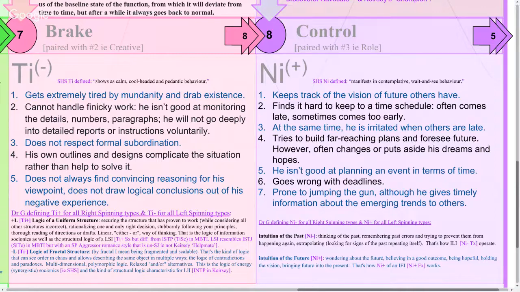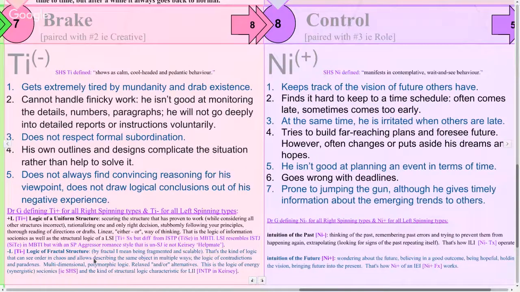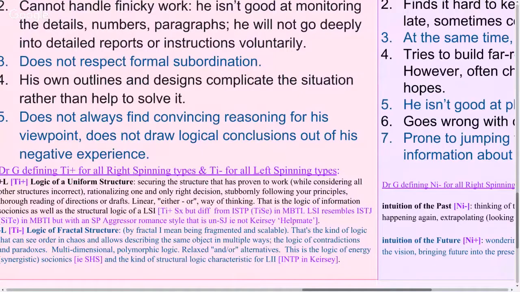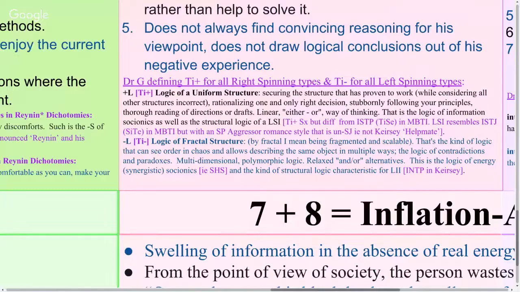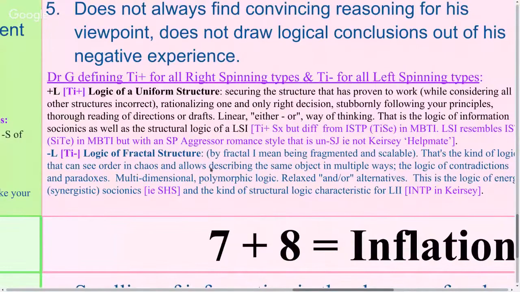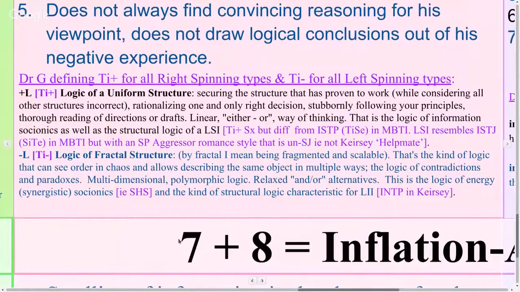I'm going to show you on screen because this is where Dr. G has some interesting views on classical socionics versus his own. Logic of uniform structures. This is TI plus. Securing the structure that has proven to work, while considering all other structures incorrect. Rationalizing one and only one right decision.